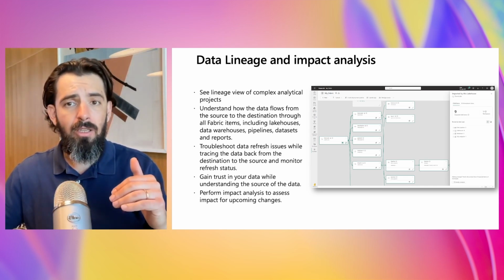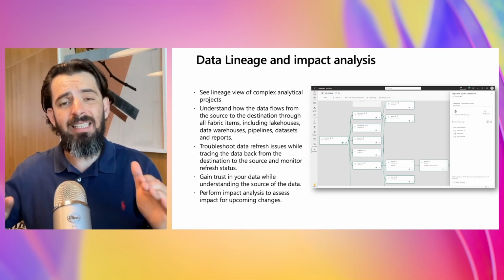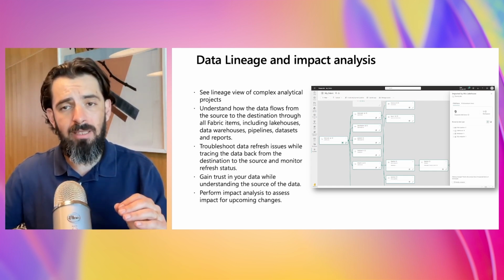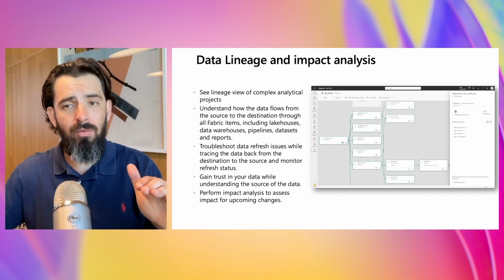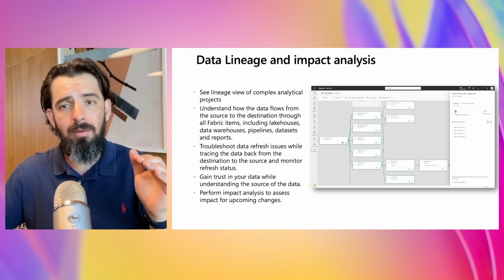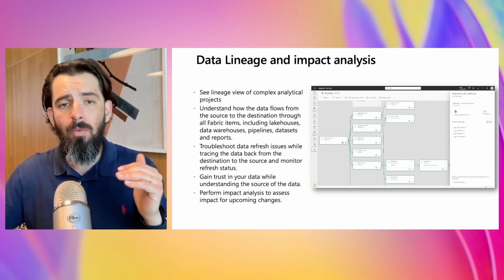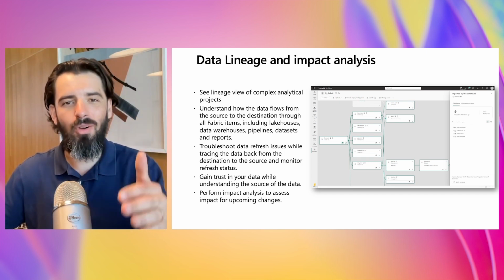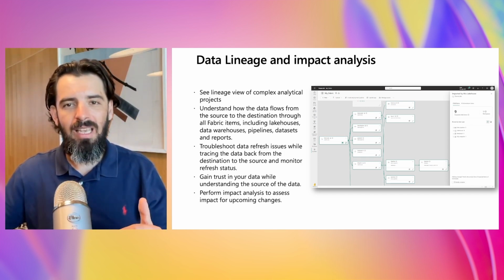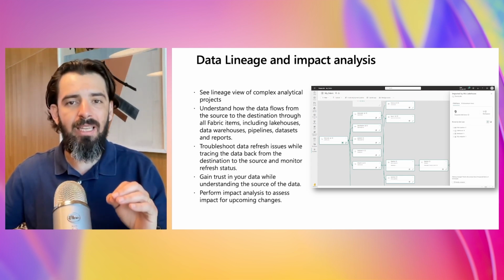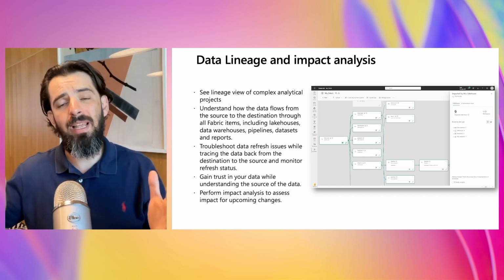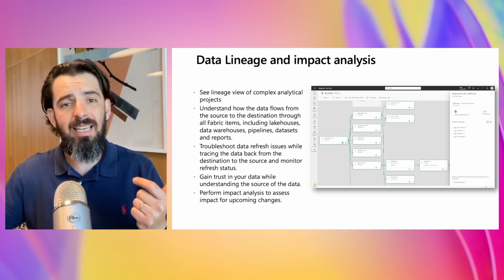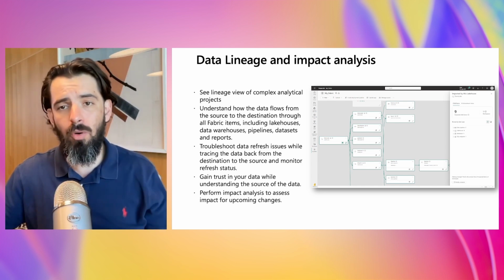And the great thing about all of the capabilities that we are going to discuss today is that they are either built into Fabric or deeply integrated into Fabric. For example, the platform has a built-in data lineage and impact analysis capability, enabling you to get an overview of how the data flows in a complex analytics project, which may include data lakes, multiple data lakes, warehouses, pipelines, models, reports, and dashboards. Understanding where the data is coming from and where the data is going in a complex analytics project can help you easily assess the impact of making a change in one of the components.